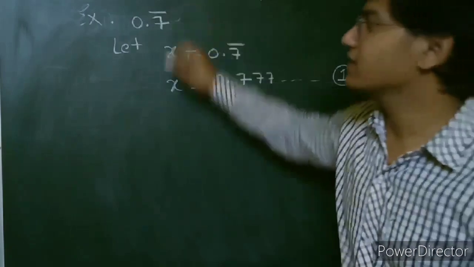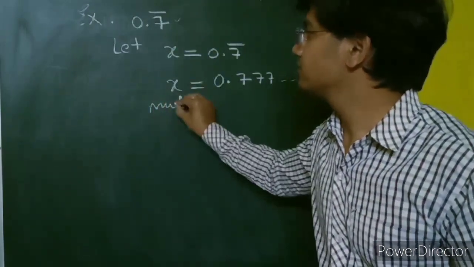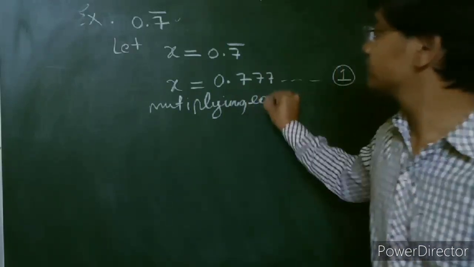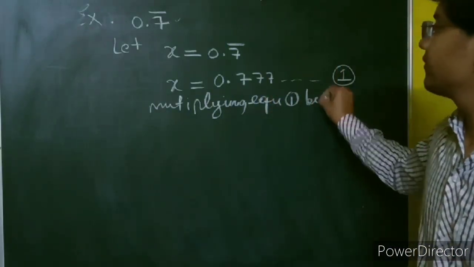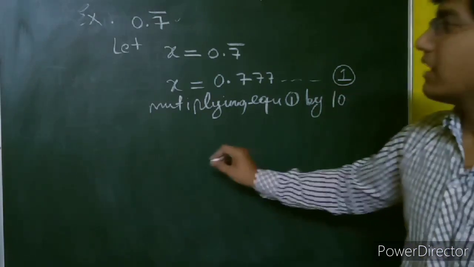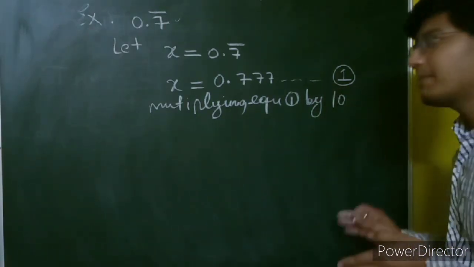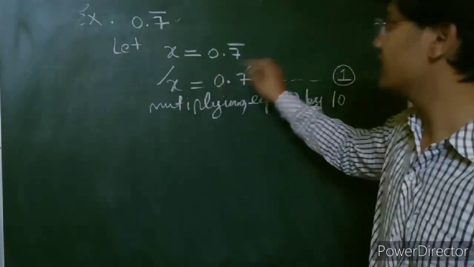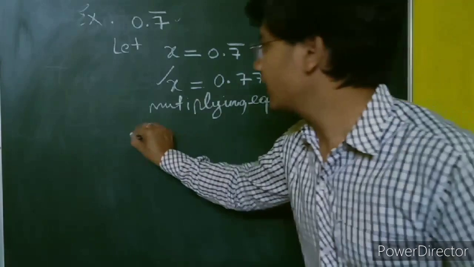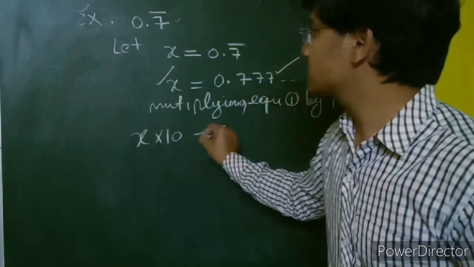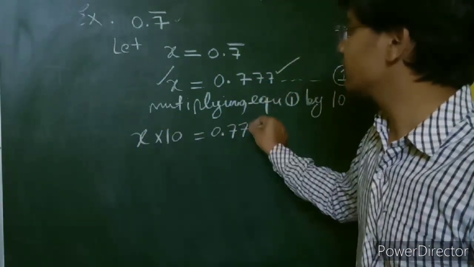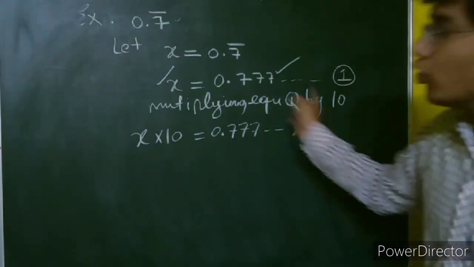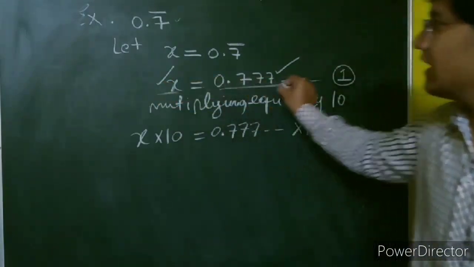Now the bar is on one digit, so we will write, multiplying equation first by 10. If we multiply it by 10, what do we have to do? We have to multiply by 10 on the left hand side of the equal sign and on the right hand side of the equal sign. So we will write x into 10 as well as 0.777... into 10. We have to multiply both sides by 10, left hand side as well as right hand side.